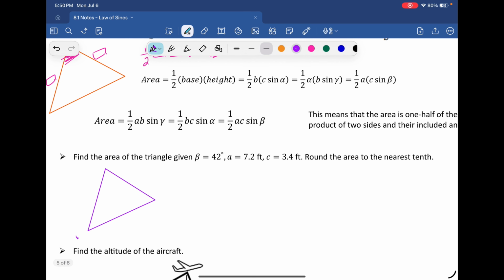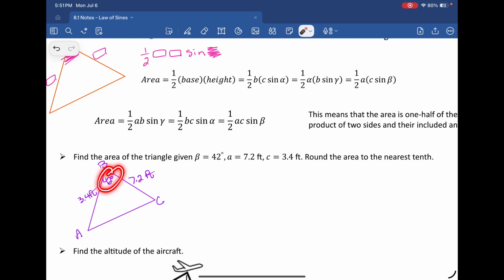All right, so we have angle A, B, C. Angle B is 42 degrees. Side A is 7.2. Side C is 3.4. I have an angle and the 2 sides around it, so 2 sides, included angle. And I can tell that from the letters because I have a B, an A, and a C.